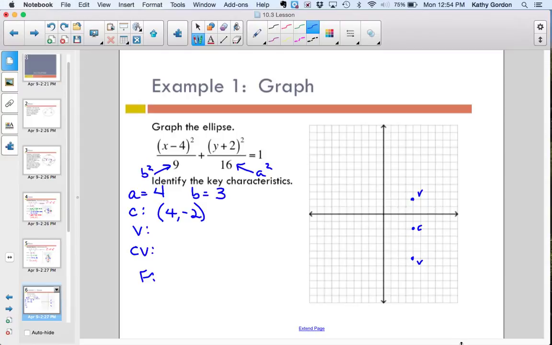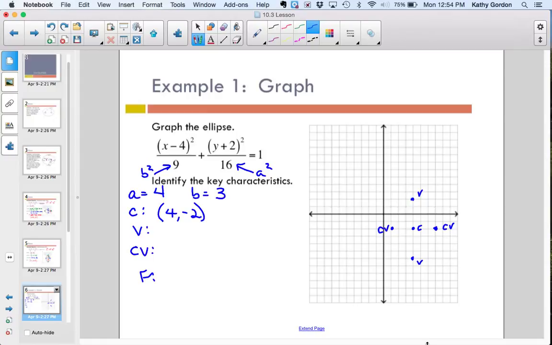Okay? The b then tells me how far to go from my center to the co-vertices, which are going to go on the minor axis, perpendicular to the major axis. So they're going to go left-right. So 3 to the right, co-vertex. 3 to the left, co-vertex. Okay? Everybody get that far? Because that's the easy part. So hopefully everybody's got that.